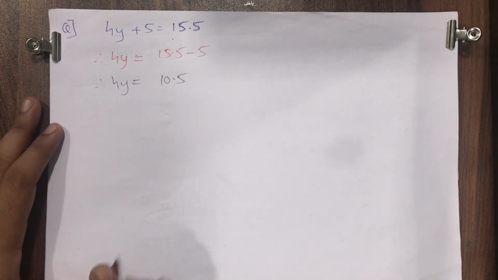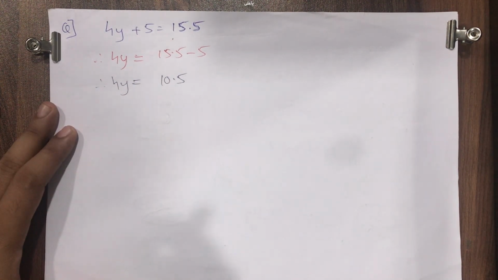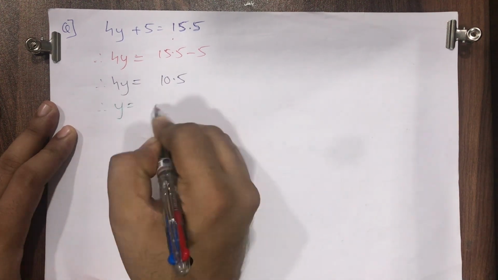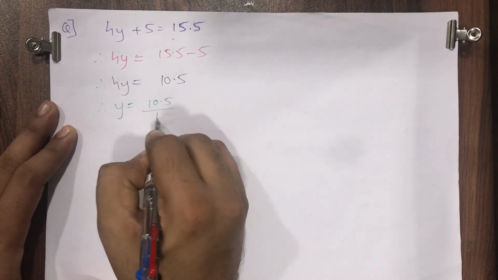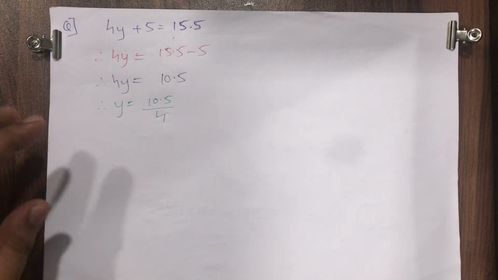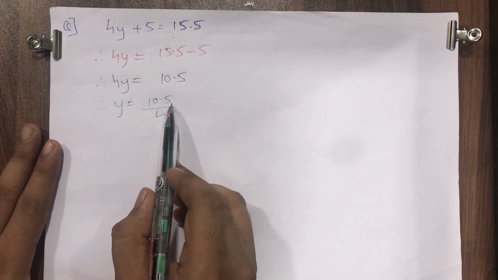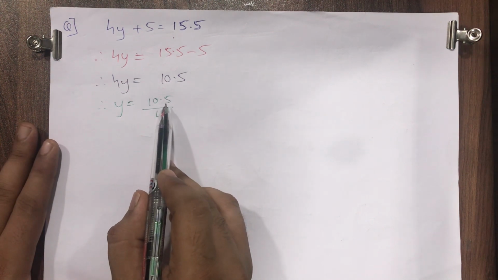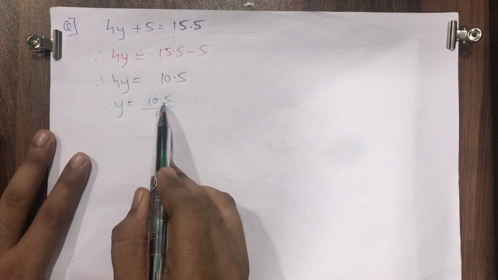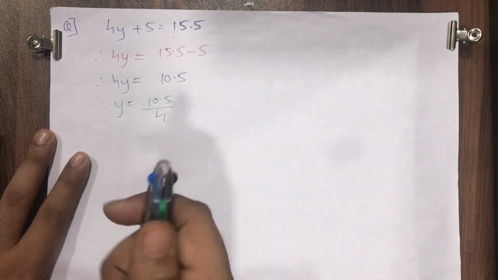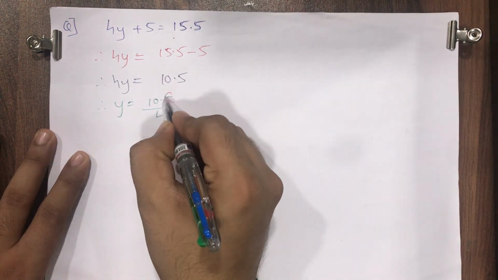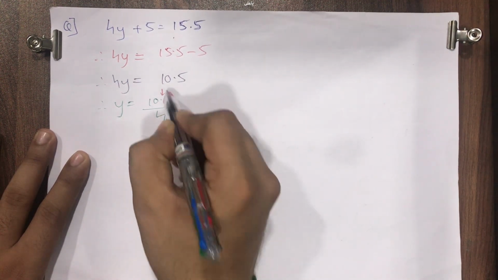I need to find the value of y. So y will be 10.5 upon 4. Now I have to anyhow remove the decimal point. The decimal point is before one digit. See here please, I'll highlight this. It's 10.5, and the decimal point is before one digit.